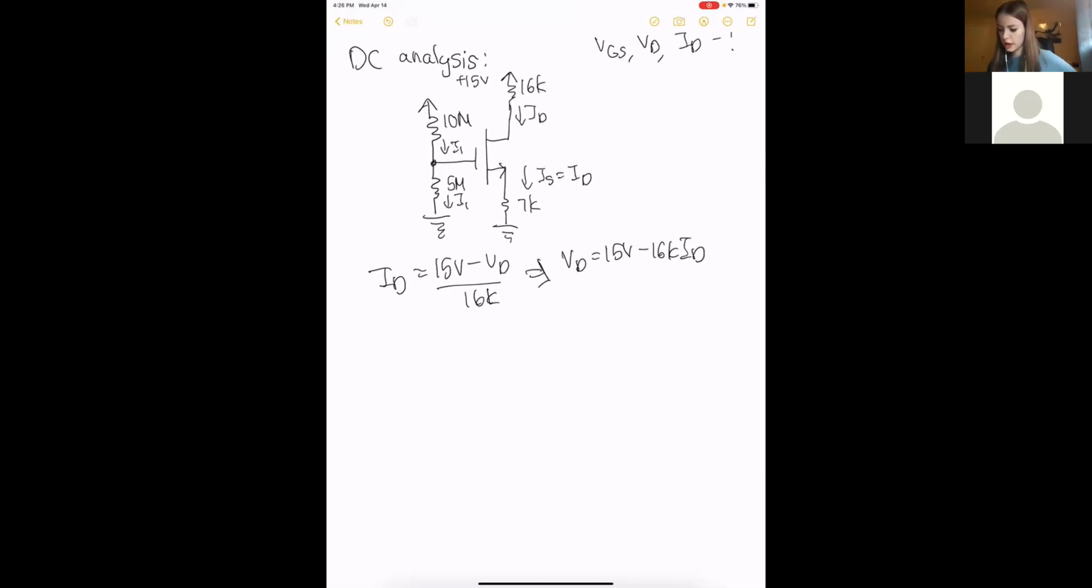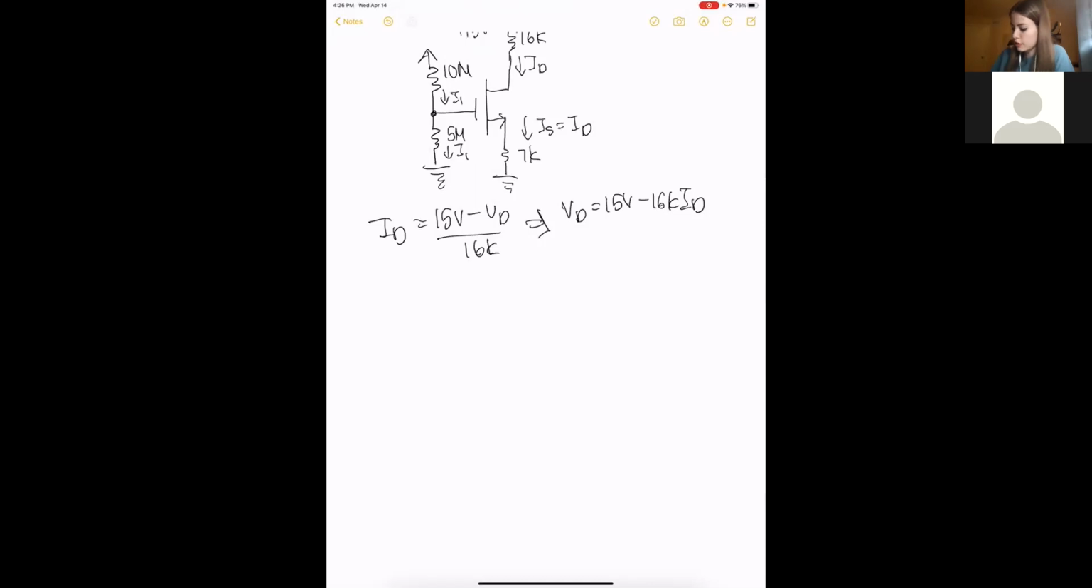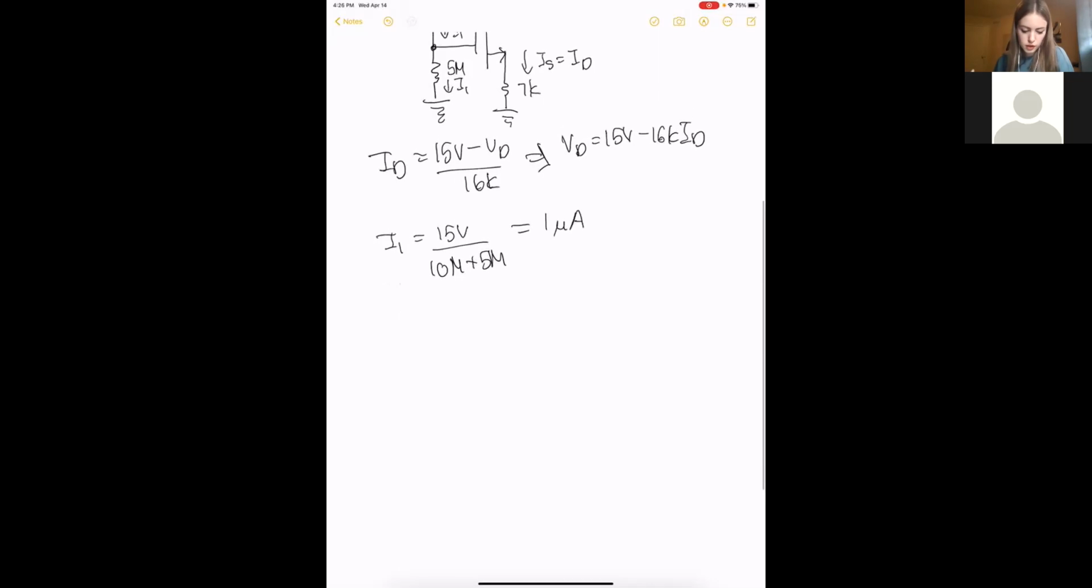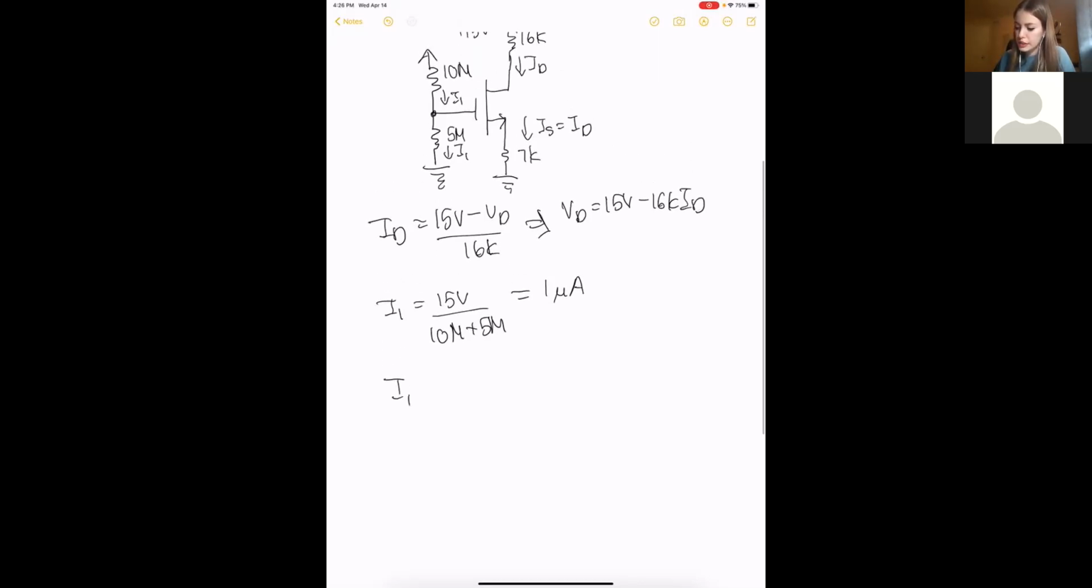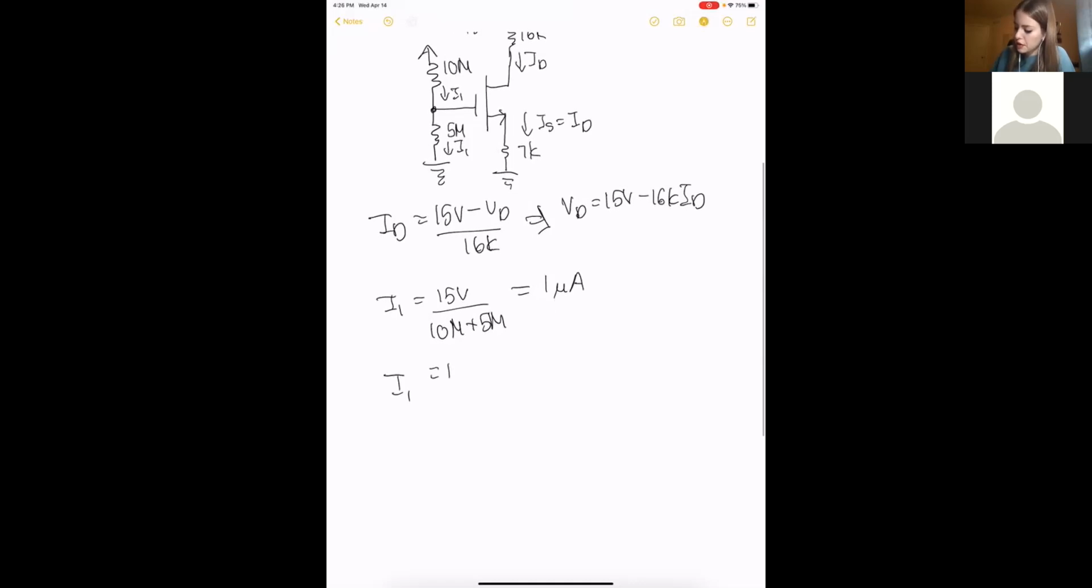Okay. So now we can find I1. I1 is pretty easy to find because we have everything we need for it. I1 is our 15 volts divided by, if we make that loop, 10M plus 5M. So when you do that calculation, it's 1 microamp. And we can make another equation for I1.